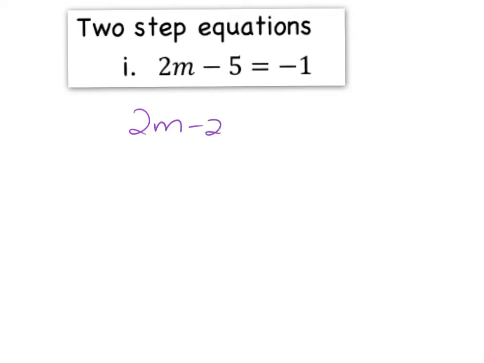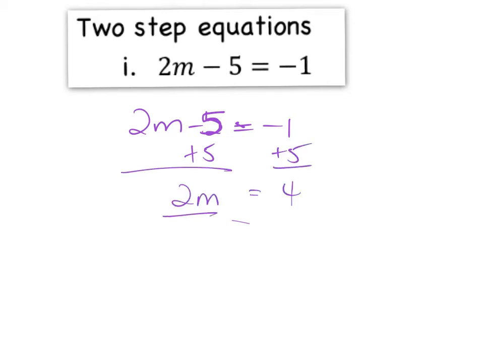2m minus 5 equal minus 1. This is a two-step equation. We add 5 to both sides. So we'll get that 2m is equal to 4. We divide both sides by 2 and we'll get that m is equal to 2.